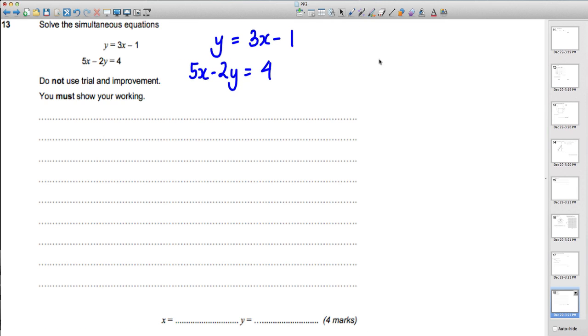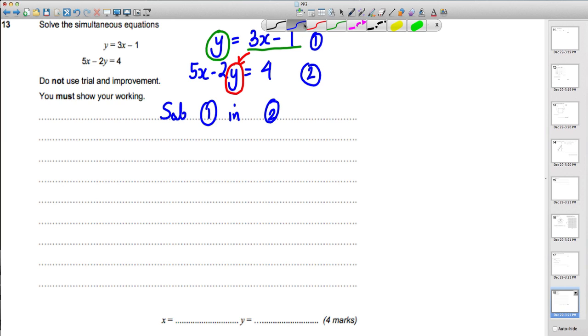Now, there are various ways of doing this. What I think is probably the easiest is to notice here, you have got y as the subject of this formula. So instead of writing y in the second equation here, couldn't you just put 3x subtract 1 in its place, and then you would have an equation with all x's in it. So if you had labelled that 1 and 2, then you would say substitute equation 1 in 2.